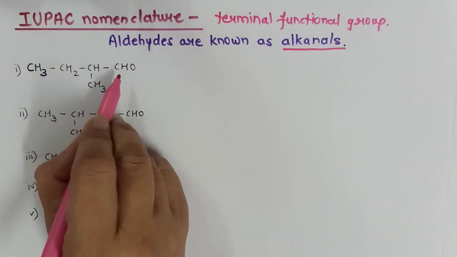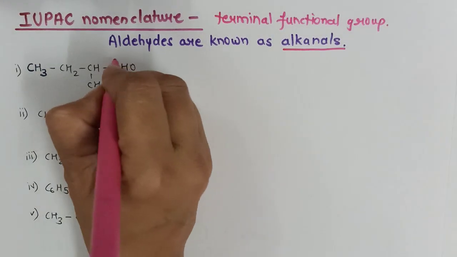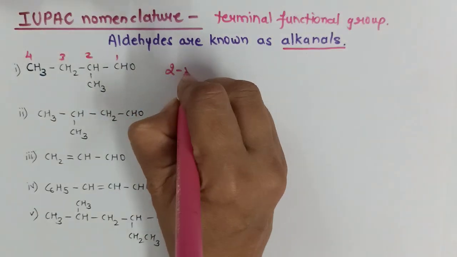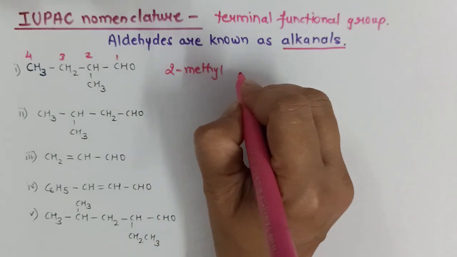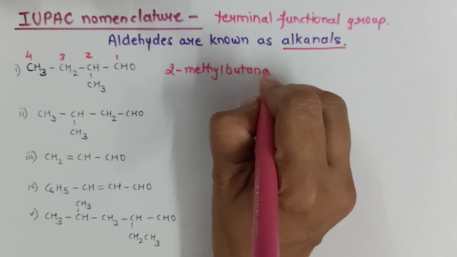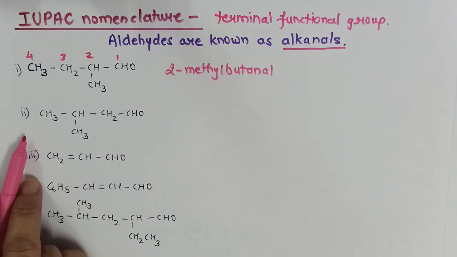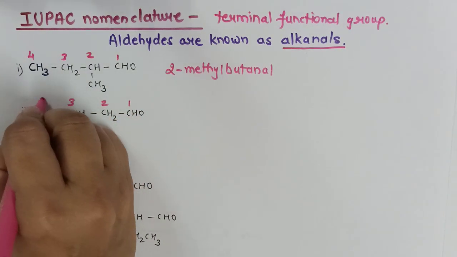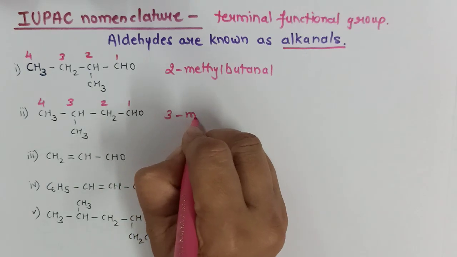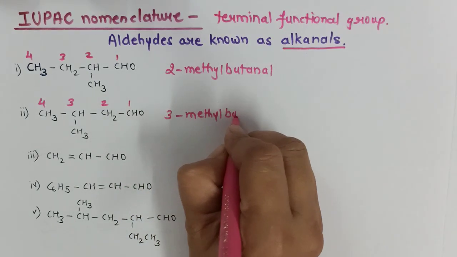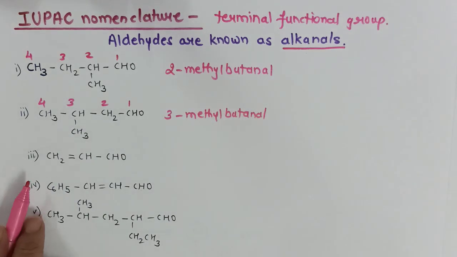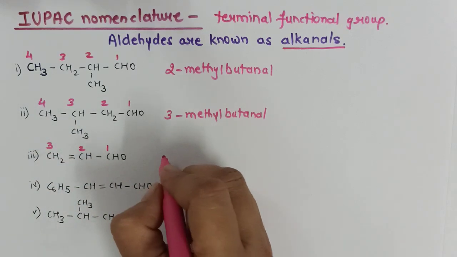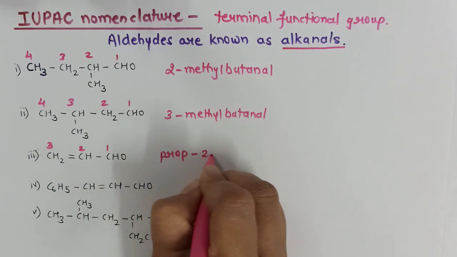The first example, since the aldehyde group is a terminal group, we will start numbering from here 1, 2, 3, 4. So this will be 2-methylbutanal. Now in this second example, again CHO being a terminal group, the numbering will start from here 1, 2, 3, 4. So this will be named as 3-methylbutanal. Third example, numbering from the terminal carbon atom. So this will be named as prop-2-enal.